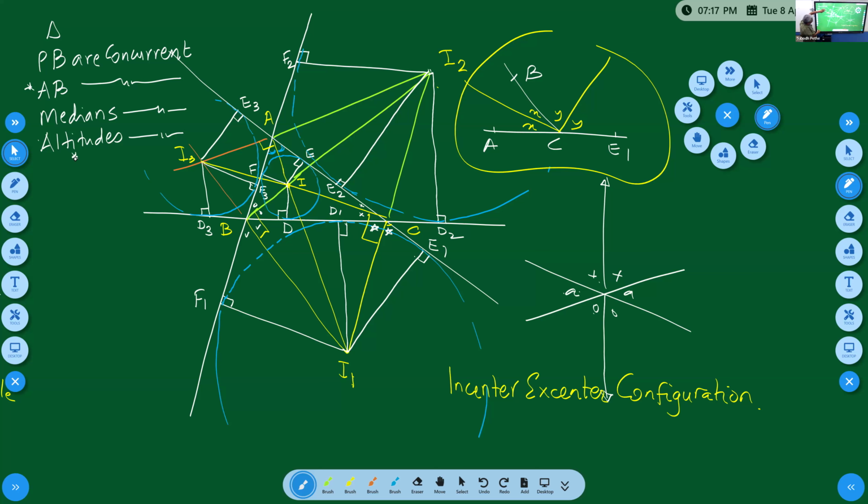Only thing is that altitude concurrency is for triangle I1, I2, I3, and angle bisector concurrency in this diagram is for ABC. So we only have to prove otherwise also that altitudes are concurrent. But you can consider this as one of the proofs because angle bisectors are concurrent, altitudes are concurrent. Okay, so far it has gone well.